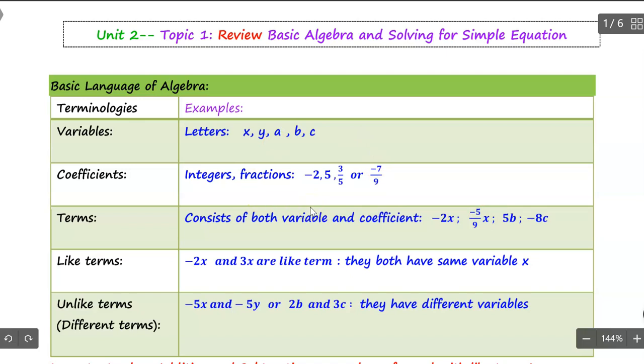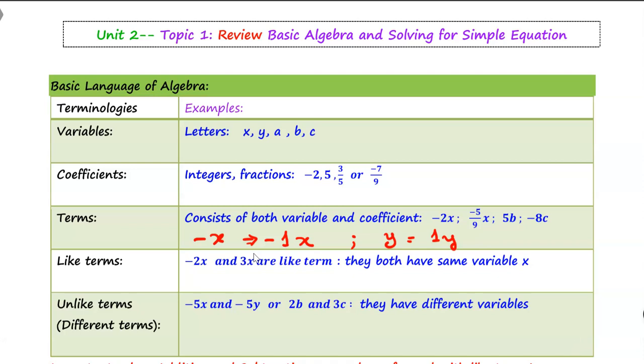So let me write it here and explain to everyone. Negative x is also called a term, and the coefficient in this case will be -1. This one is similar to -1x because the 1 is invisible. Or we can have y, which is the same as 1y. So keep that in mind. The number 1 as a coefficient is invisible in the language of algebra.